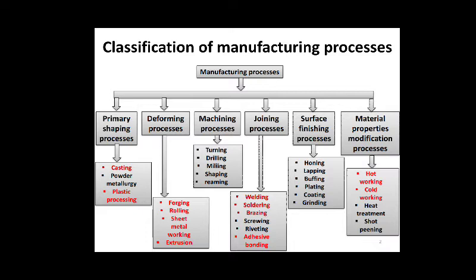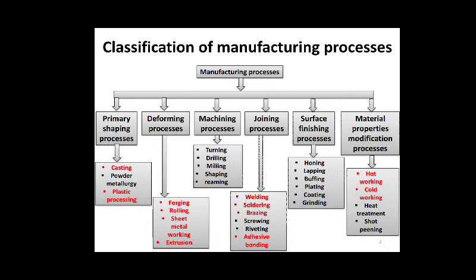In machining processes, the classifications are turning, drilling, milling, shaping, reaming. In joining processes, the classifications are welding, soldering, brazing, screwing, riveting, adhesive bonding. And surface finishing processes are honing, lapping, buffing, plating, coating, grinding. And in material properties modification processes, there are hot working processes, cold working processes, heat treatment processes and shot peening processes.